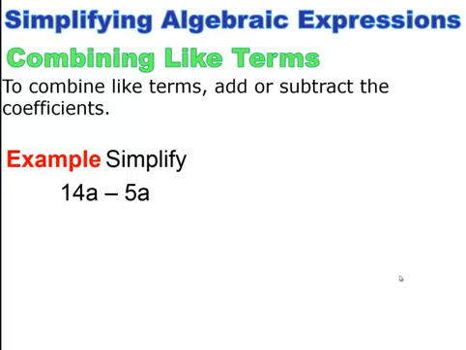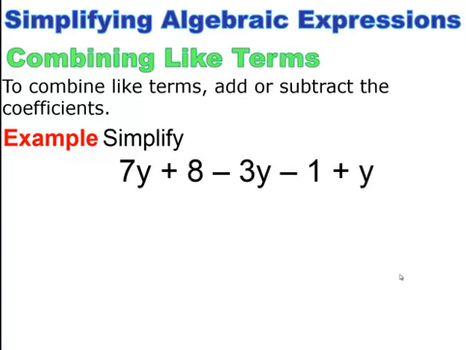And we have like terms here because we have an a in both of the terms, and their exponent is the same, which is 1. So we're going to combine by simply adding or subtracting their coefficients. And in this case, we have 14 minus 5. So we're going to perform that, and we get 9. And make sure you attach the variable to your answer. So when I combine the 14a minus 5a, I end up with 9a. And that's in simplest form.